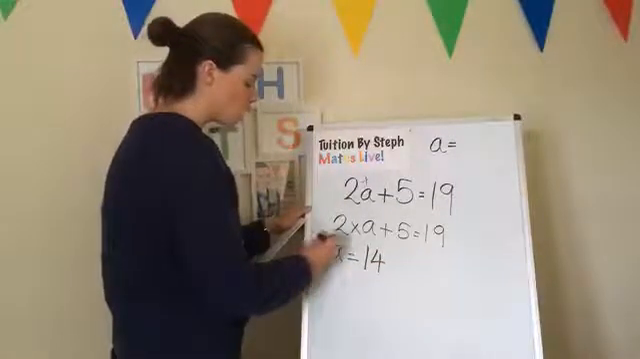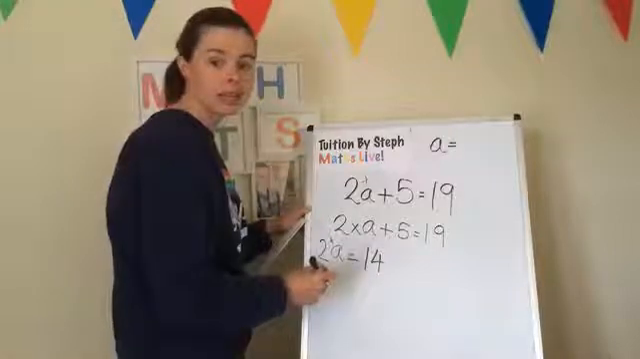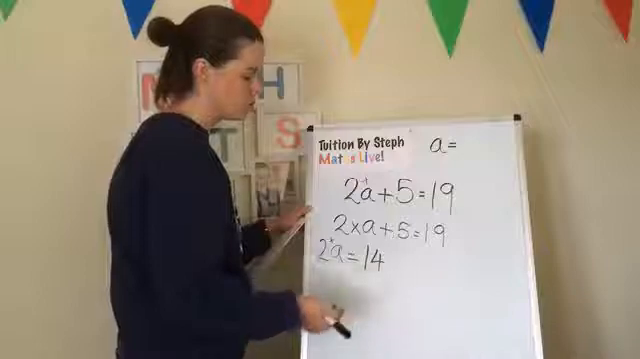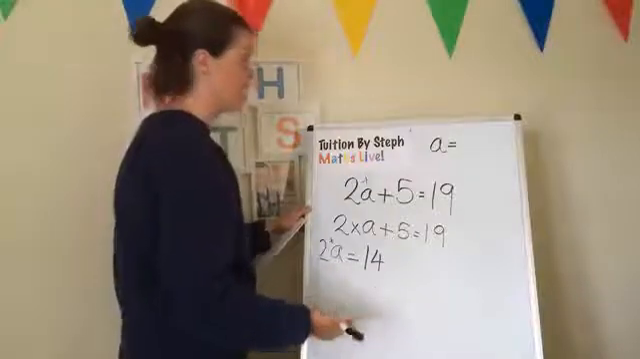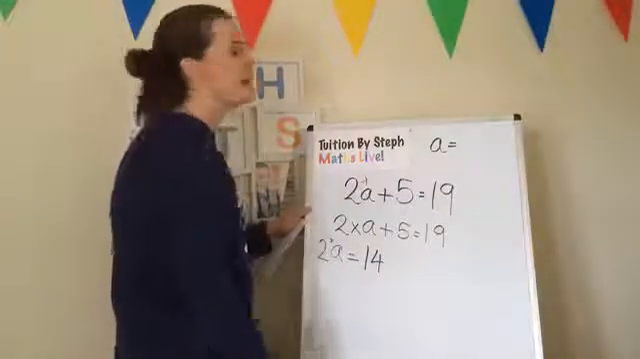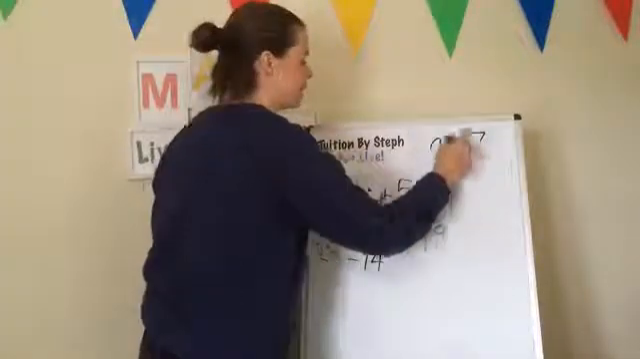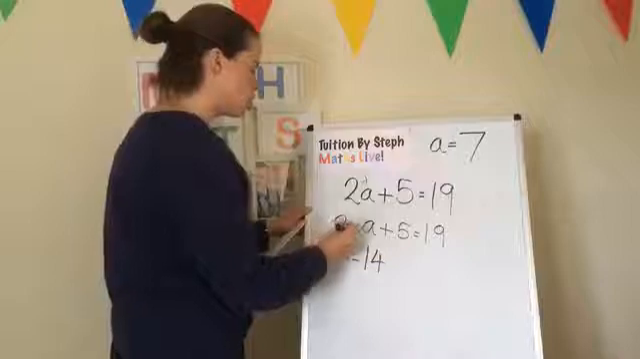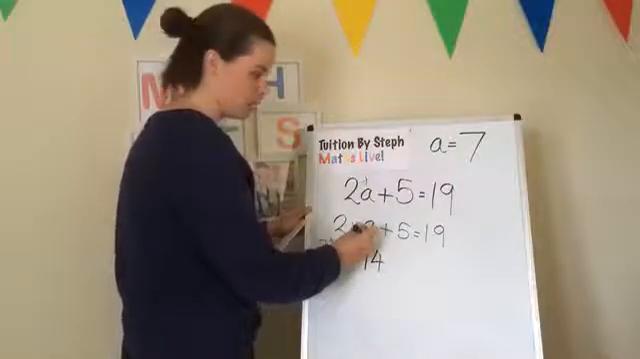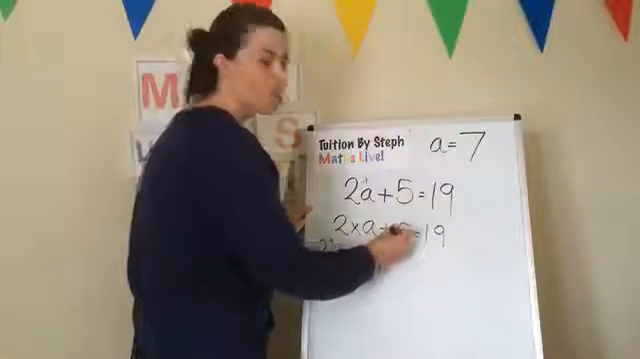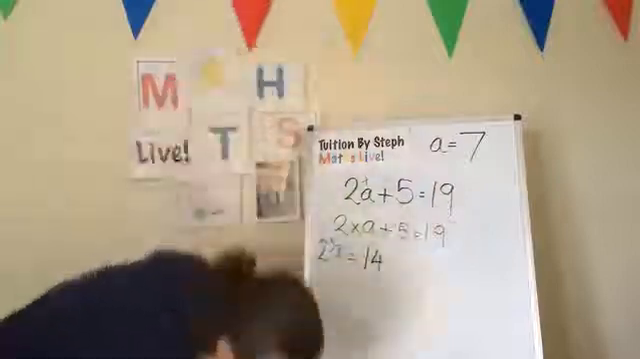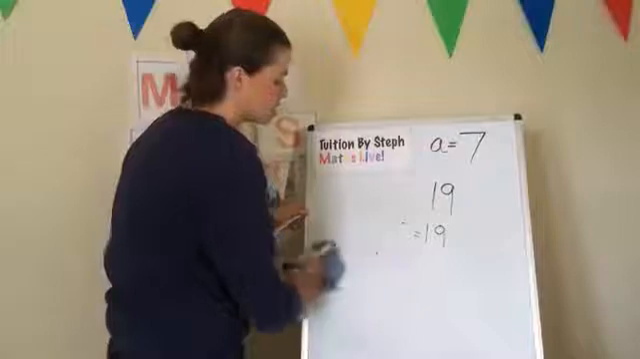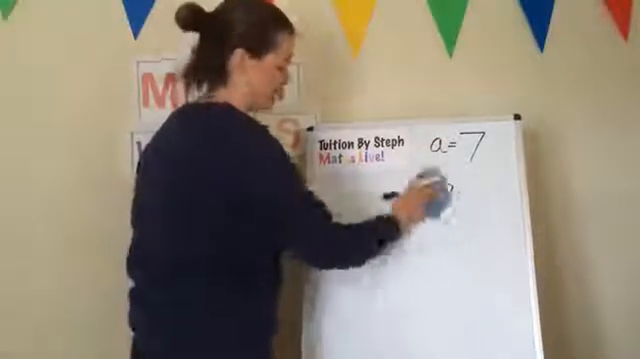So what do you times 2 by to make 14? Well, 1 2 is 2, 2 2s are 4, 3 2s are 6, 4 2s are 8, 5 2s are 10, 6 2s are 12, 7 2s are 14. Now check it, always check it. 2 times 7 is 14 plus 5 is 19. So always go back and put it into the number sentence to check that it makes sense. So your answer is 7.